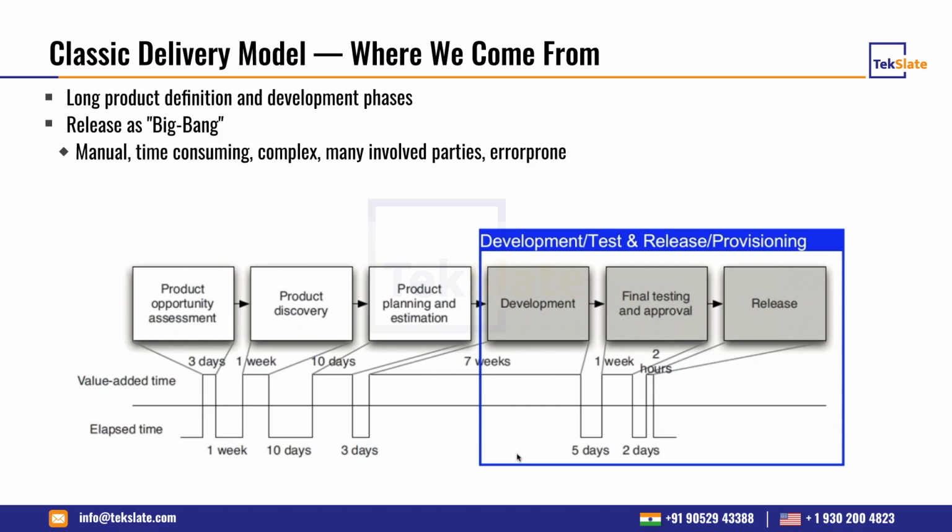The big bang release is very error prone. It's manual, time consuming, complex, and has many involved parties, right? For example, the product opportunity assessment happens, the discovery happens, then planning, development, testing, approval, release, and it basically takes just too much time, right? The value added time is 3 days, 1 week, 10 days. So if you see the elapsed time and value added time, we are basically losing lots of time in the classic delivery model.